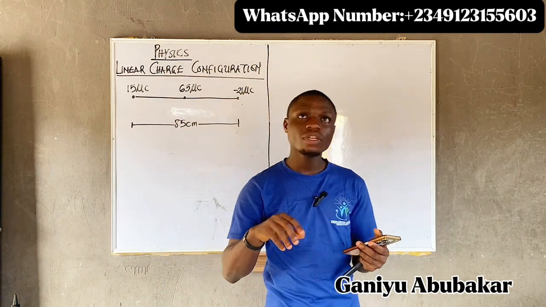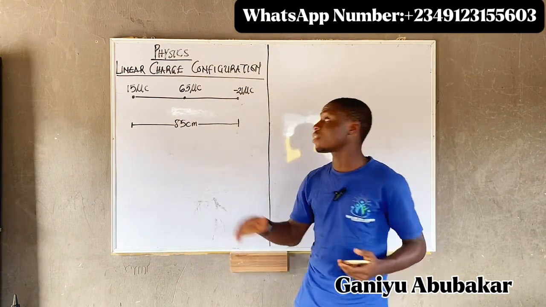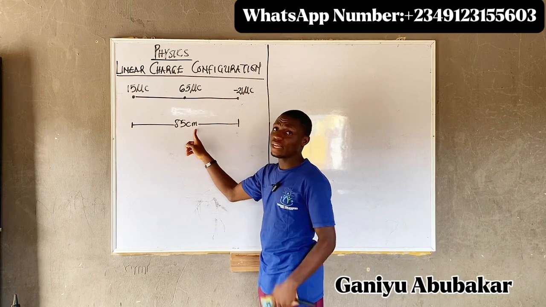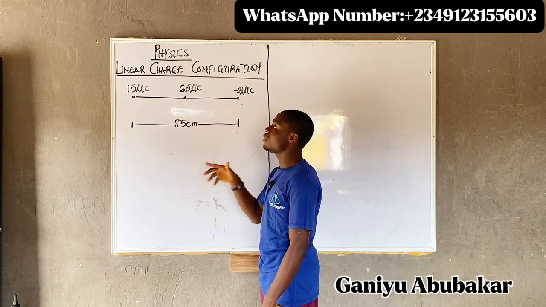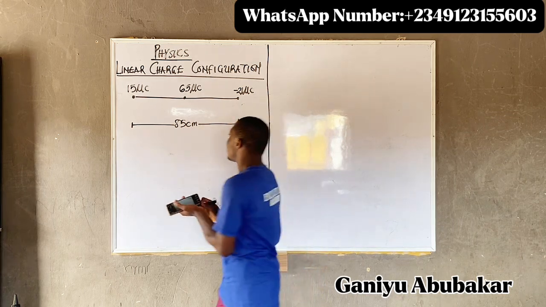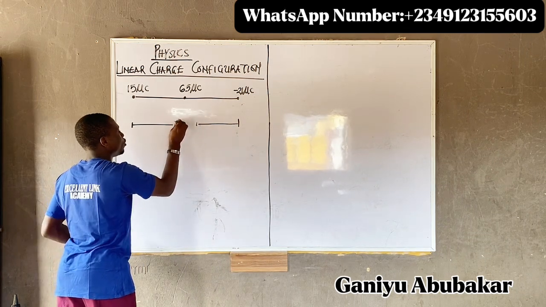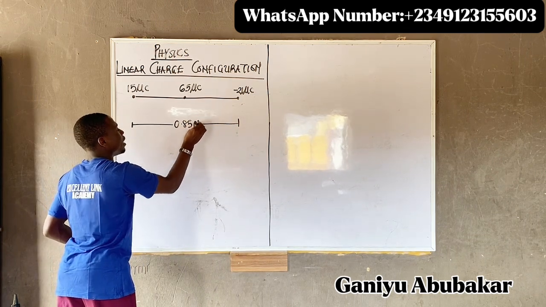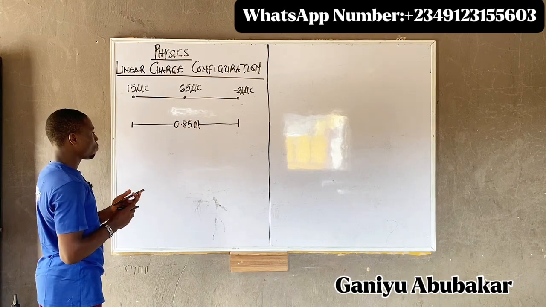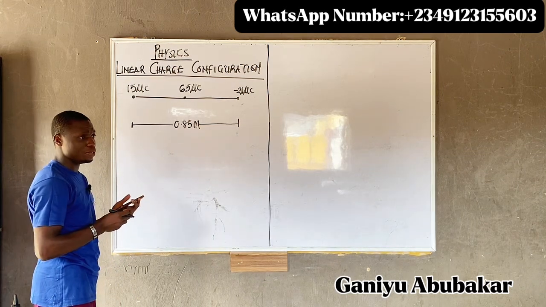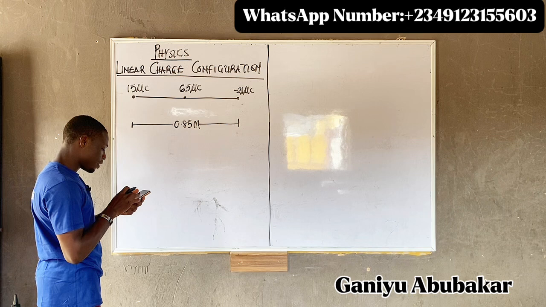Now listen, please. For easy access, first task: convert 85 centimeters to meters, because we deal basically with meters. If I convert 85 centimeters to meters, I should have 0.85 meters. So convert your centimeters to meters first. That's the first task.